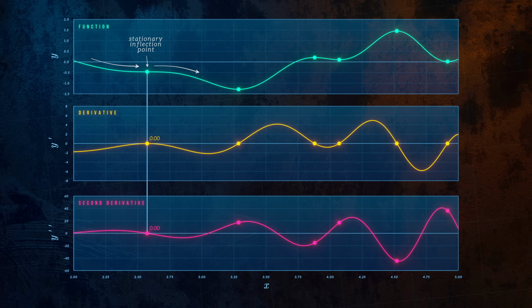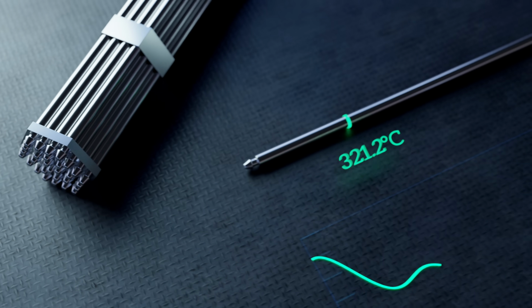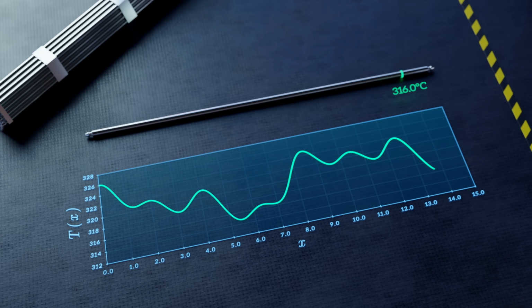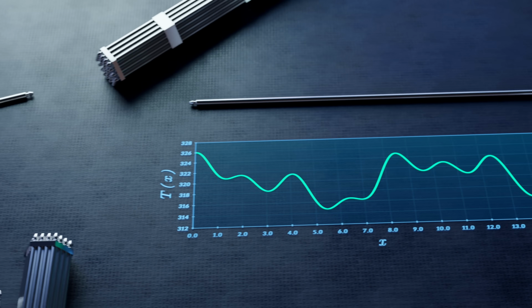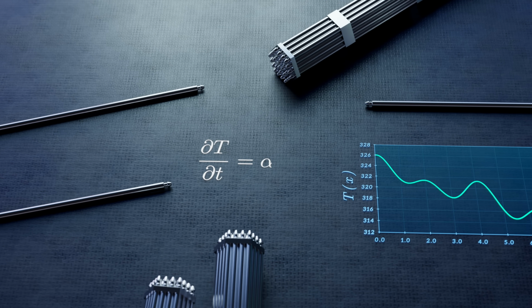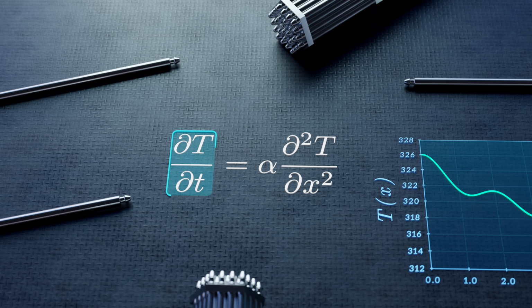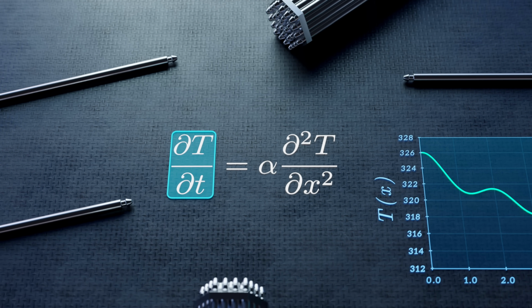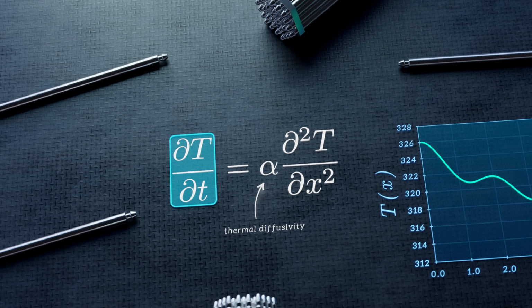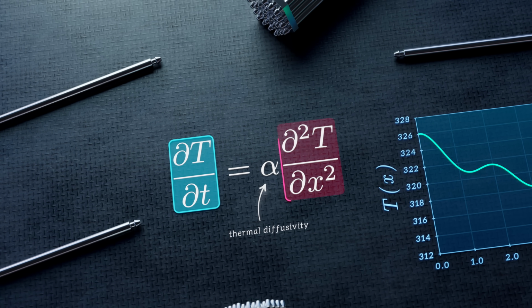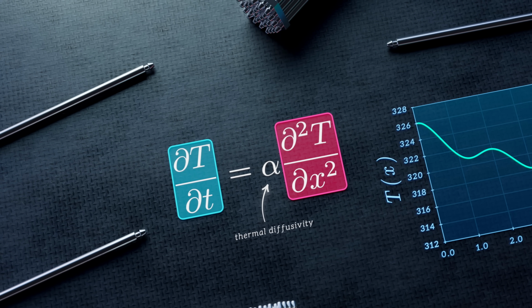Now let's see why this matters in the real world. Imagine a function that represents the temperature along a nuclear fuel rod. We want to model how this temperature distribution changes over time. This can be done using the heat equation. It tells us that the rate at which temperature changes over time depends on a material property called thermal diffusivity, and how temperature is distributed along the rod, represented by the second derivative of temperature with respect to the position x.